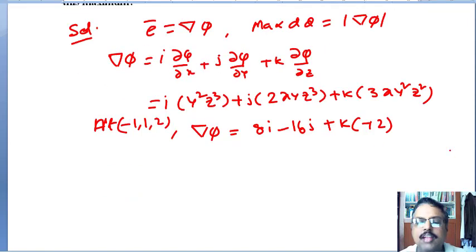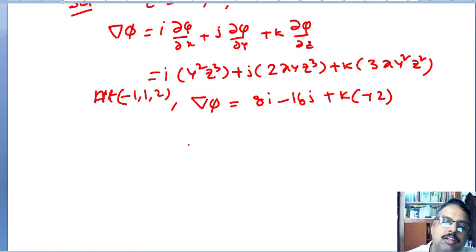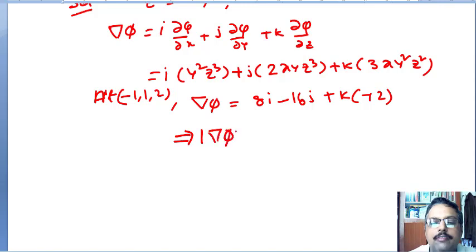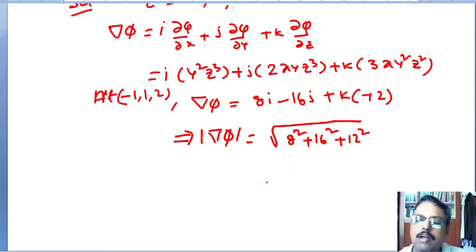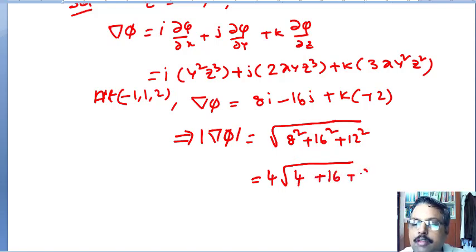So in which direction does the given function have maximum directional derivative? That is the modulus of del phi. First we will discuss the magnitude: 8 square plus 16 square plus 12 square. Now take common 4 square under the root. Now this is 4 square, nothing but 4, 2 square, here 4 square, here 3 square, nothing but 4 root 29.